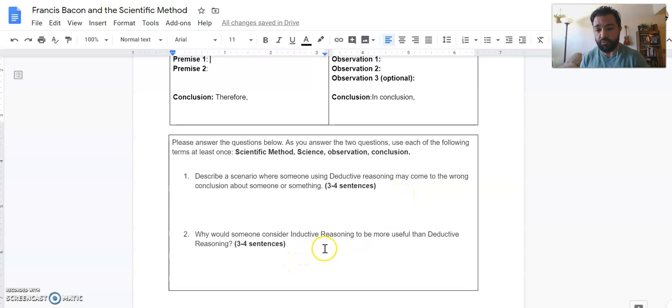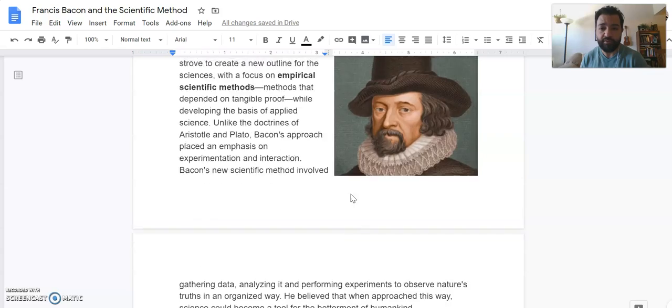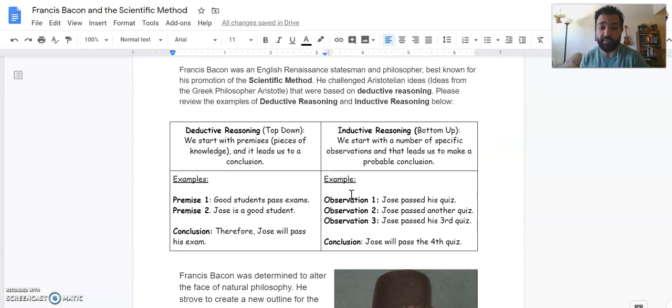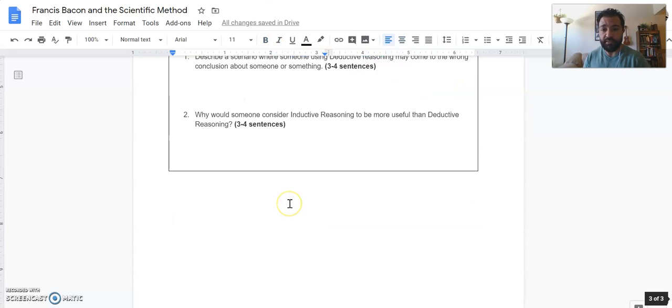For number 2, it says, why would someone consider inductive reasoning to be more useful than deductive reasoning? Why would it be better to use inductive reasoning rather than deductive? Why is it better to base our conclusions on data rather than what we think we already know? Why is it better to go out and actually work with materials or run experiments to prove that something is correct rather than reference your knowledge or someone else's knowledge? That's what you're going to be answering in the second question.